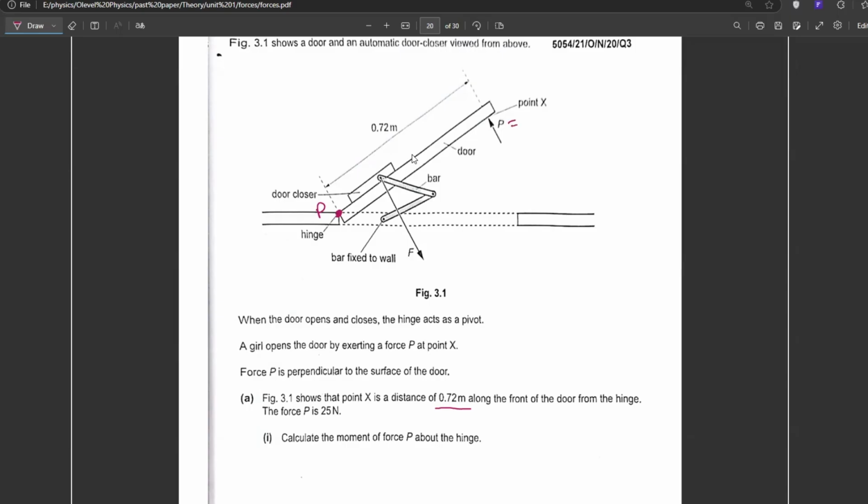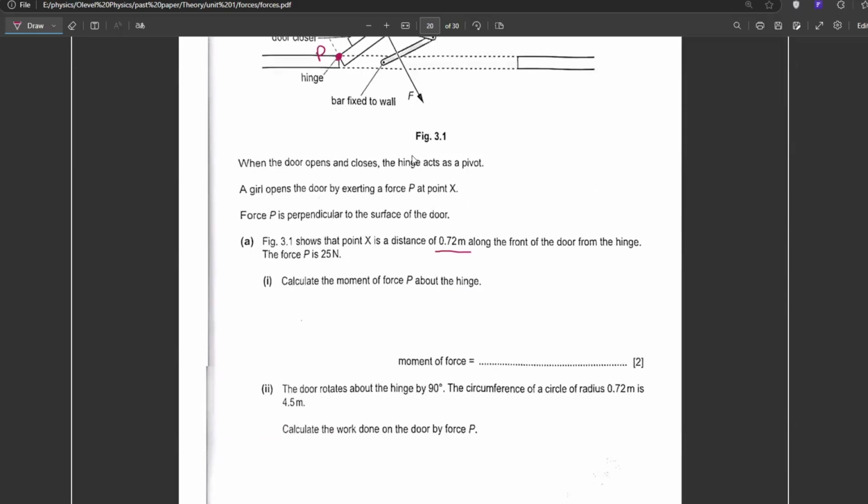So this force P is 25 Newton. The distance is 0.72 meters. Can you calculate the moment? Yes. Moment is equal to force into distance. Your force is 25. Distance is 0.72. This comes out to be what? 25 into 0.72. This gives you an answer of 18 Newton meter.